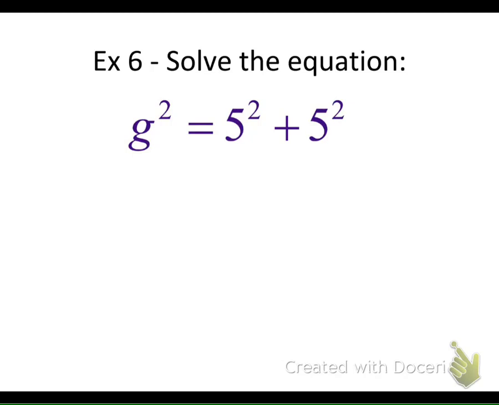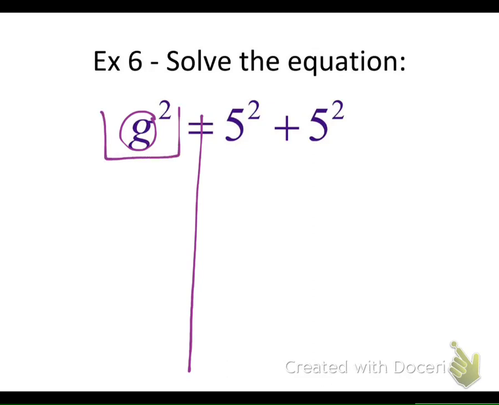So we have g squared equals 5 squared plus 5 squared. This one's fairly similar to the last one, except this time the variable's on the left side. Raise your hand if you think you know how to start this particular problem. Deja? What am I going to do with the 5s?